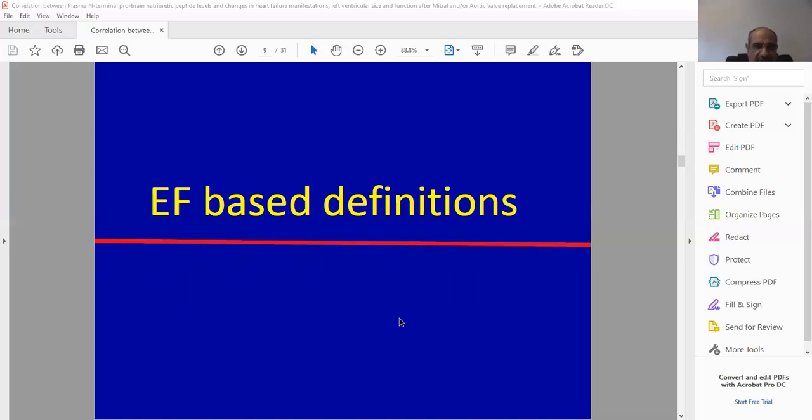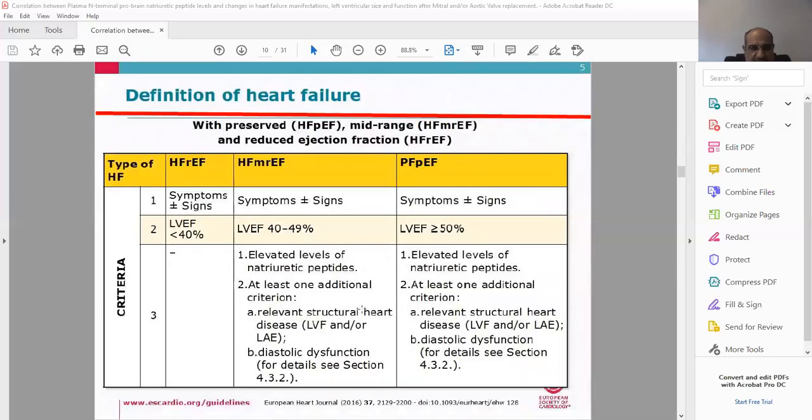Regarding the ejection fraction based definitions, the latest ESC guidelines classify heart failure into HFrEF and HFpEF, and in between there is a new group called HFmrEF, heart failure with mid-range ejection fraction. What does this mean? HFrEF, everyone knows, is heart failure with reduced ejection fraction, and HFpEF is heart failure with preserved ejection fraction, and HFmrEF is heart failure with mid-range ejection fraction.